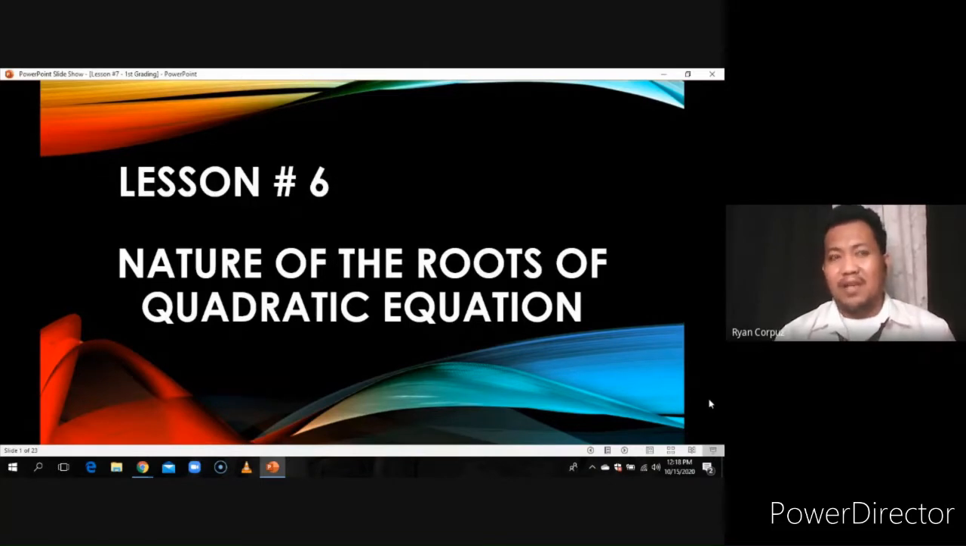So basically, we are not going to find the solutions of the quadratic equation, but we are going to identify what would be the nature of the roots of those solutions. Are the roots rational or are the roots irrational? Or are the roots non-real numbers? So in this lesson, we can identify that.